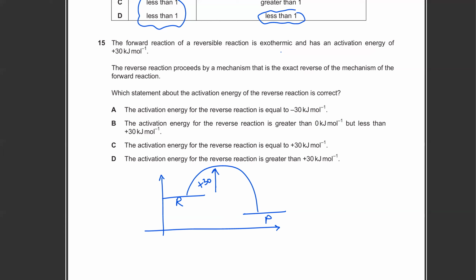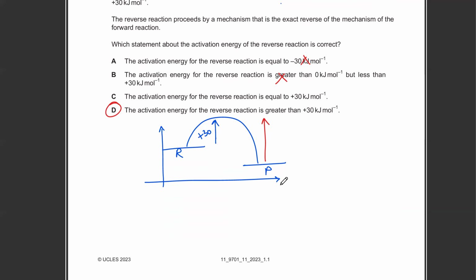Is activation energy the same? For the reverse reaction, the activation energy would be this. I mean, you have to climb all the way up, right? So it's obviously going to be different. So it's greater than. Yeah, the activation energy for the reverse reaction is greater than 0. This is also incorrect. It's greater than 30, right? Yeah, so it's D, right? Is this clear?